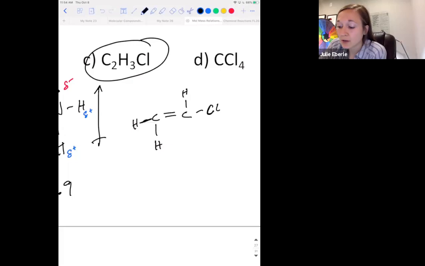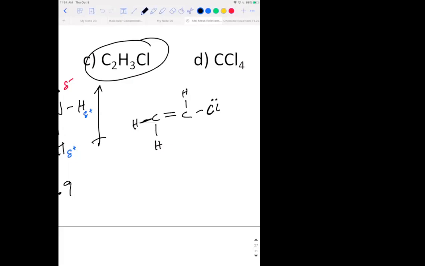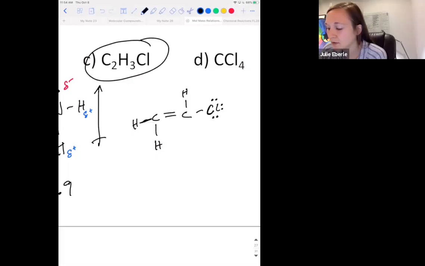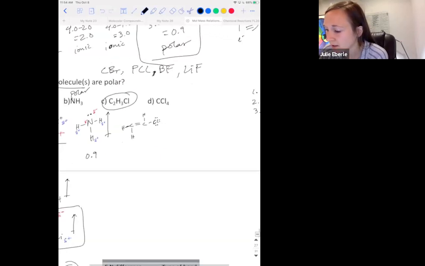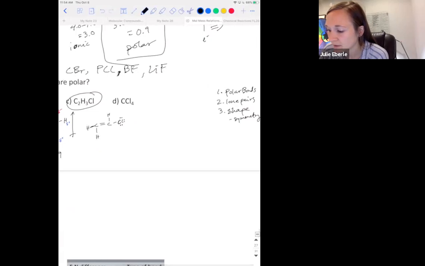Okay, if we double bond the 2 carbons, now both carbons have 4 bonds. Okay. We've got our structure now. Now we need to look at this. Do we have any symmetry? Do we have lone pairs? Yes, we do on the chlorine. Do we have polar bonds?